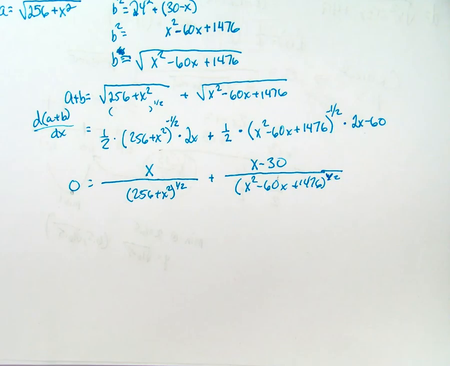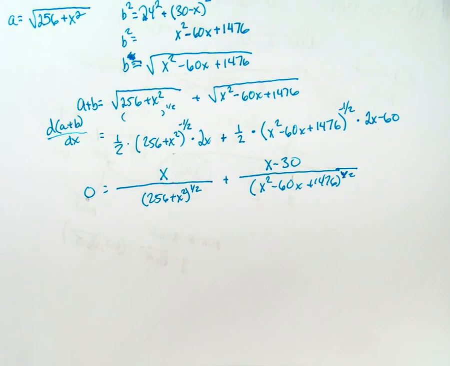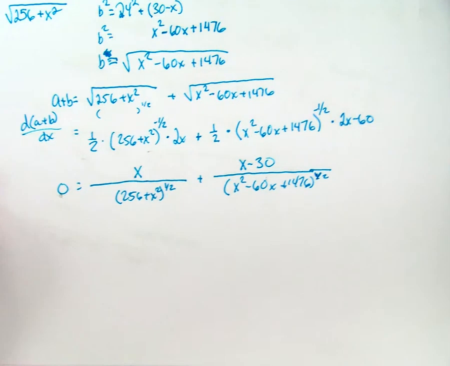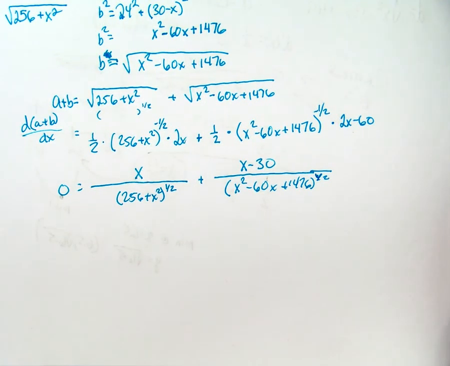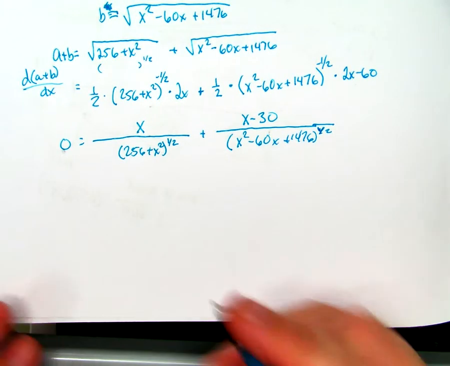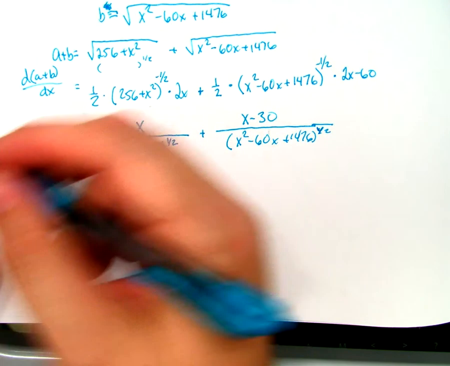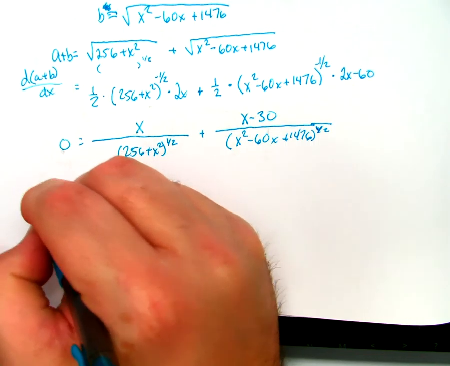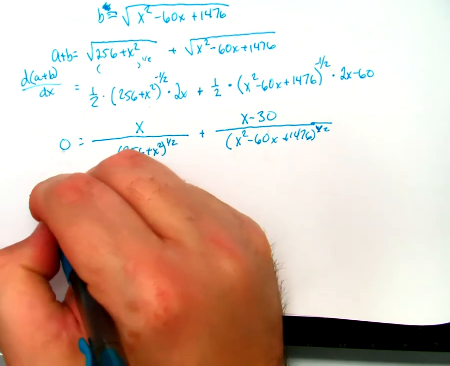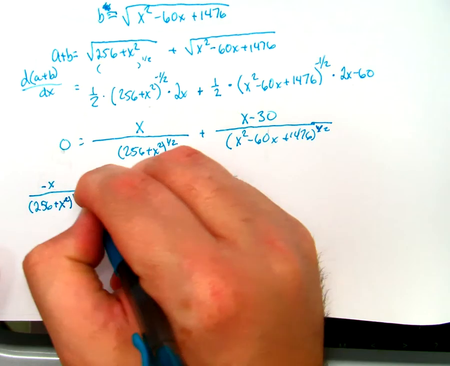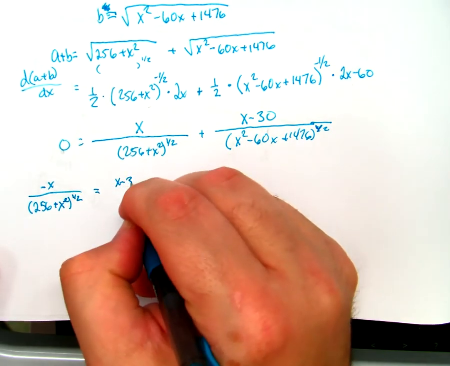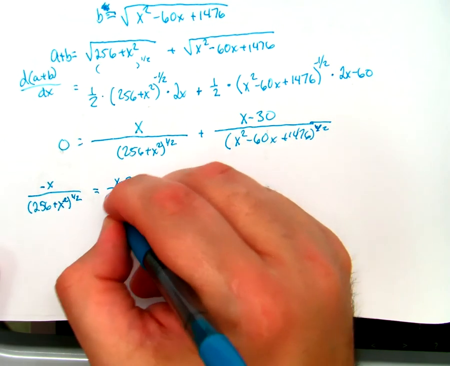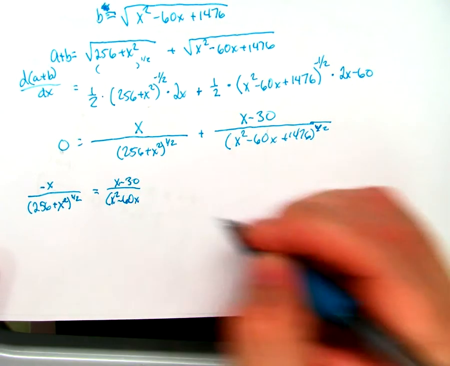We've got to get a number for x. We must. All right, let's... we're running out of room here, so I'll just rewrite negative x over 256 plus x squared to the 1/2 power is equal to x minus 30 over x squared minus 60x plus 1476 to the 1/2 power.